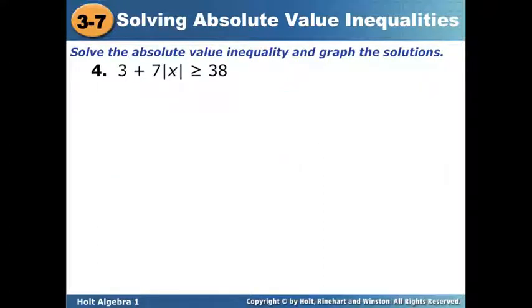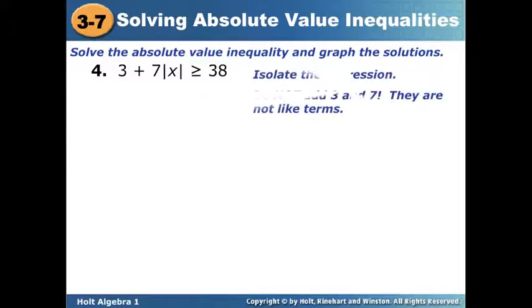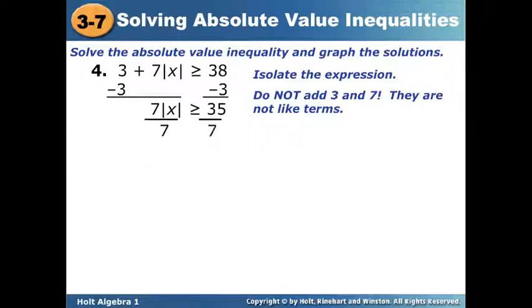Example number 4. We have 3 plus 7 times the absolute value of x is greater than or equal to 38. Some students may think that you add 3 and 7 together first. That would be incorrect. You have to undo the operations. Isolate the absolute value by first subtracting 3 and then divide by 7. We now have the absolute value of x is greater than or equal to 5.